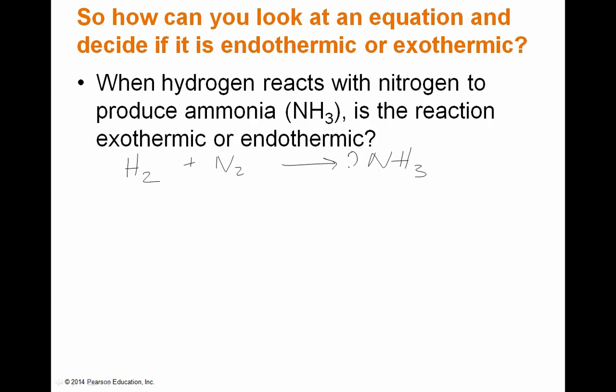So we need to balance it. Now there are 6 hydrogens on the left, 6 hydrogens on the right, 2 nitrogens on the left, 2 nitrogens on the right. So let's draw out our structures. There are 3 H2s. There's 1 N2. And then NH3.